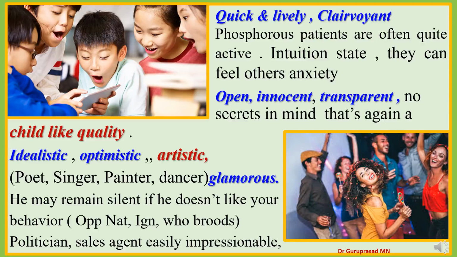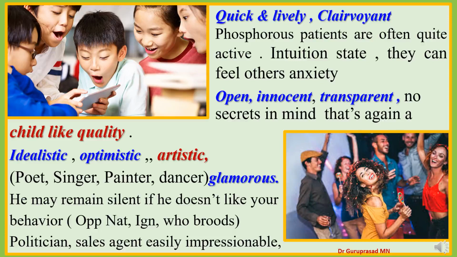Their mind is so calm. Their mind is so fresh. There is nothing called ego. There is nothing called superego. Nothing of psychotic nature. Some purely azoic nature you can see in the Phosphorus individual. They are idealistic. They are optimistic. They are artistic.